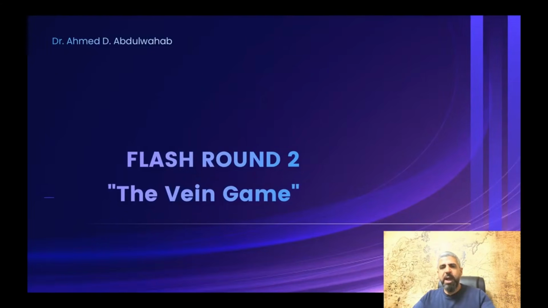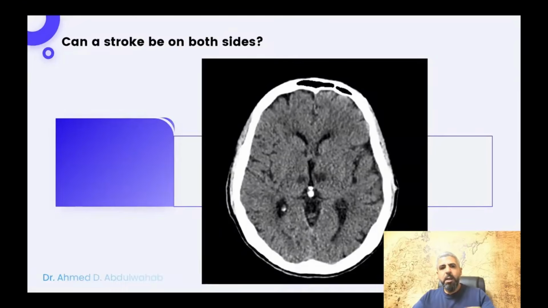First question, answer yes or no. Can stroke be on both sides? We have a hypodense lesion here and a hypodense lesion here. Both thalami have hypodense foci. Could this be a stroke? Can a stroke be on both sides? We said symmetry usually is not a stroke, but there is an exception.